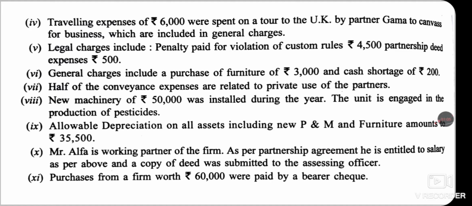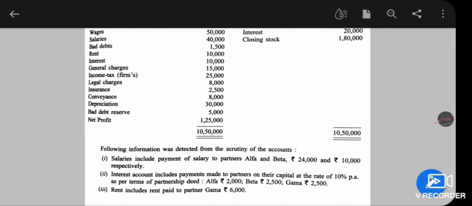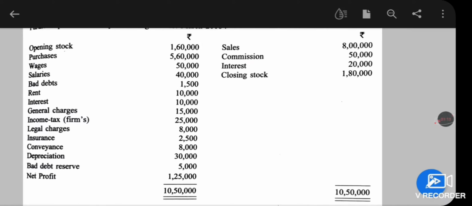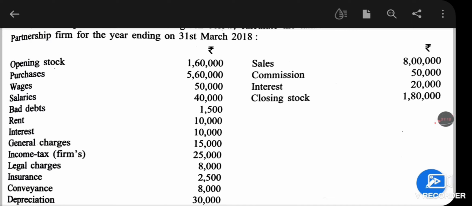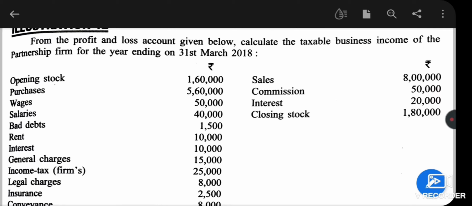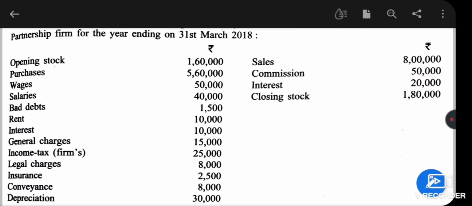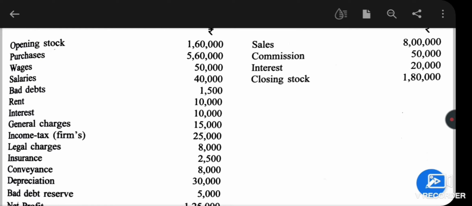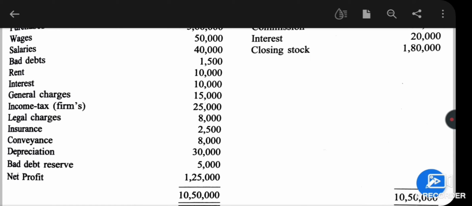Before we go into the solution, let's look at the question once again and figure out what is relating to the business and what is not. As always, firstly, we take a look at the profit and loss account. On the debit side, opening stock is relating to business, purchases also, wages also, salaries also, bad debts also, rent as well, interest also, general charges also. Income tax is not relating to business.